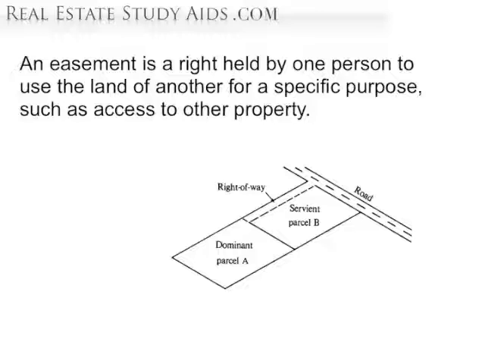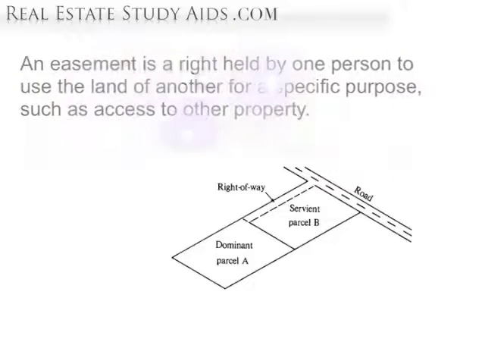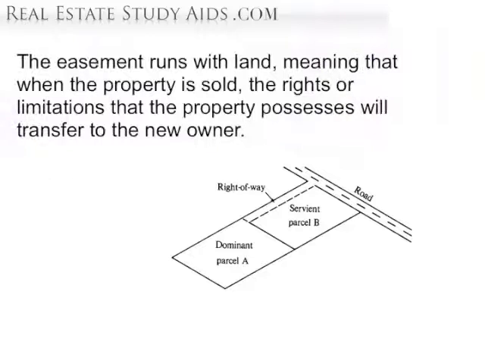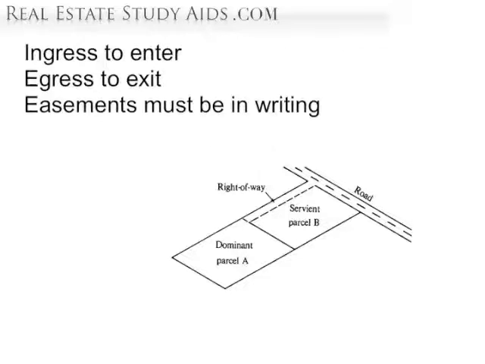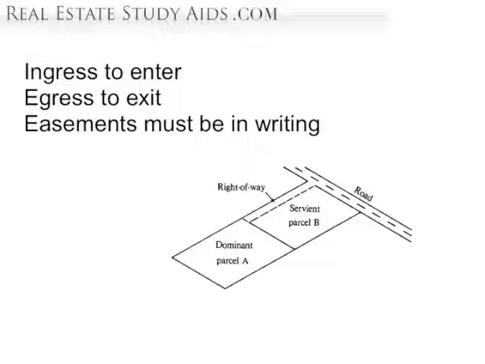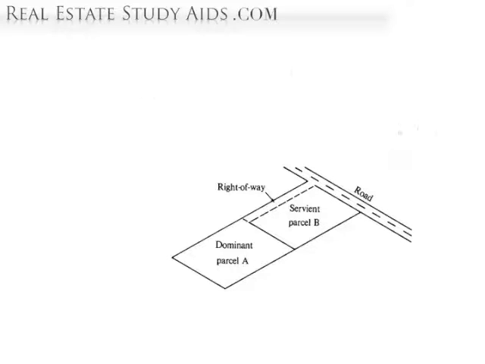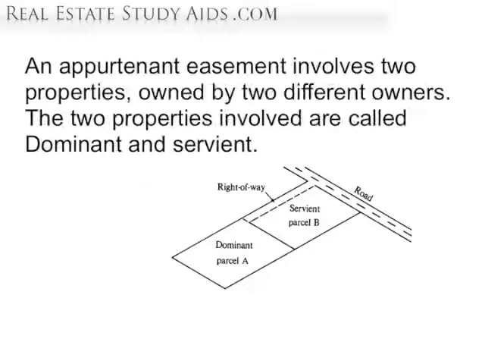Easement section. An easement is a right held by one person to use the land of another for a specific purpose, such as access to other property. The easement runs with the land, meaning that when the property is sold, the rights or limitations that the property possesses will transfer to the new owner. In talking about an easement, you will hear the term ingress to enter and egress to exit. Easements must be in writing.